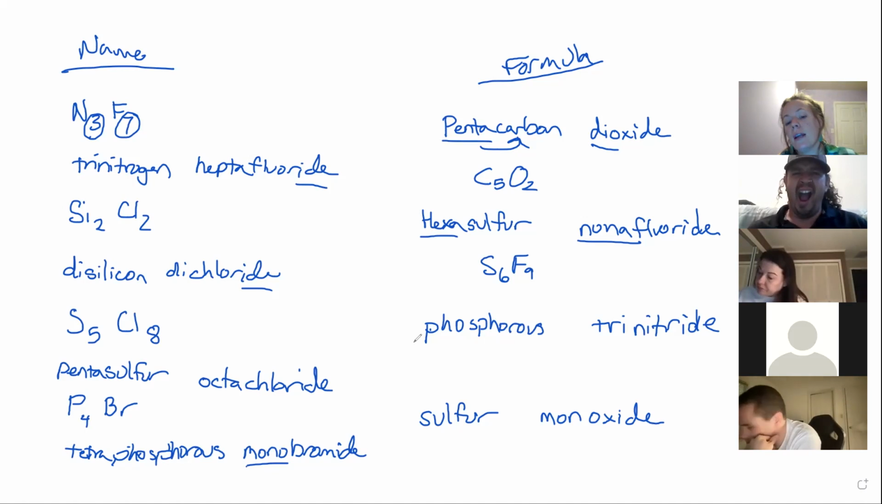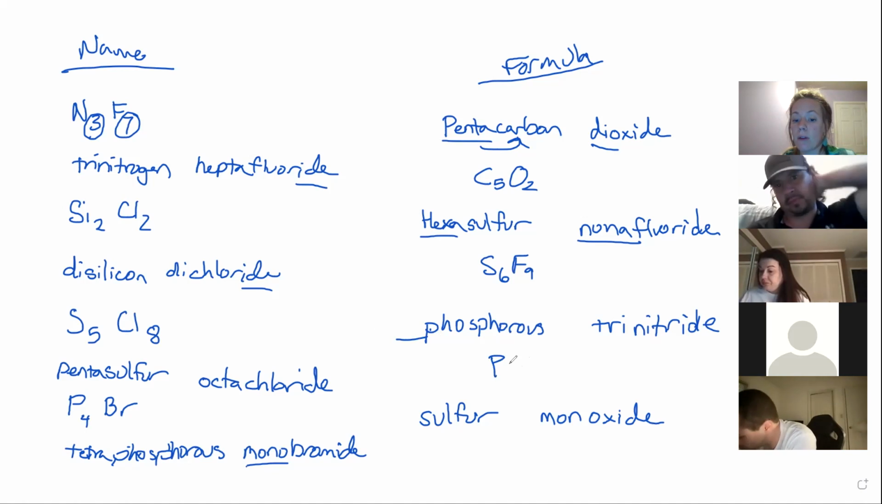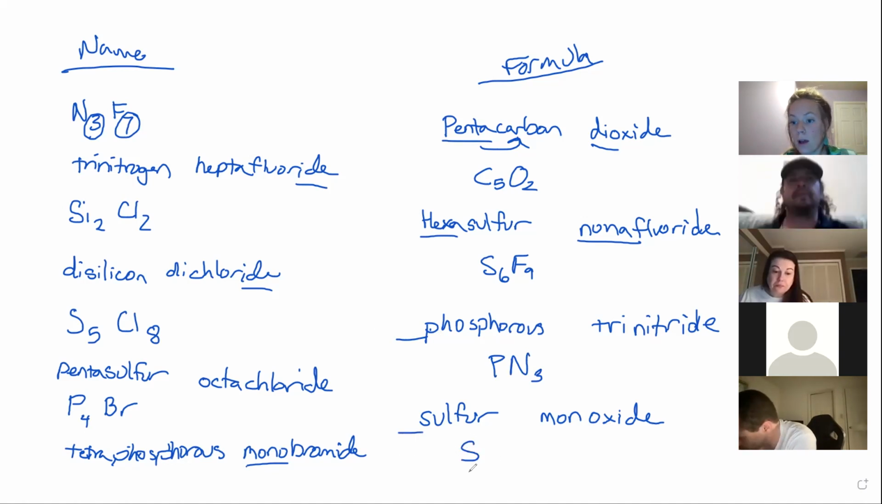Phosphorus trinitride. Okay, there's no prefix on this thing. That's because we have just 1 of them. And we don't have to say monophosphorus. So just phosphorus, and then trinitride is talking about 3 nitrogens. Sulfur monoxide. Again, no prefix here, so we assume that there's 1. And then monoxide is one oxygen, SO.